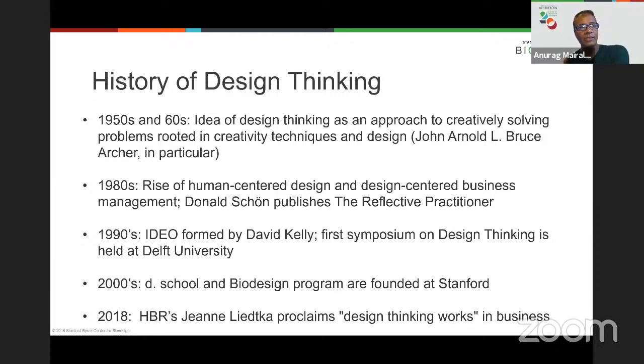And in the 1990s, IDEO was formed, which really took that to another level. And the Biodesign Program was formed in 2000. Actually, this is our 20th year. And the D School, which is at Stanford, was also founded around the same time, and it has been accompanied by a proliferation of design thinking focused programs across the world, especially in business schools. Business schools have just jumped on it. I don't think of any top business school that does not have a design thinking program, or any corporation that doesn't have some of its employees trained on it.